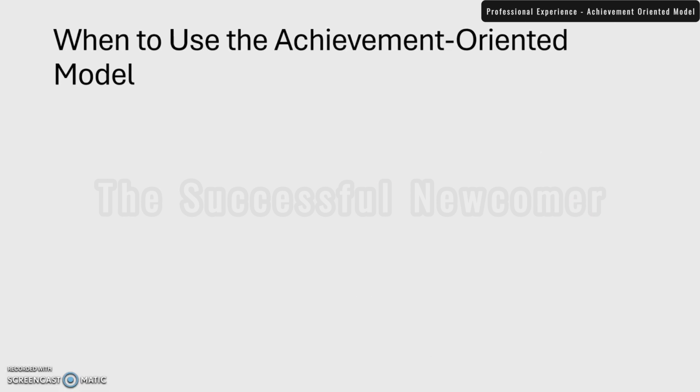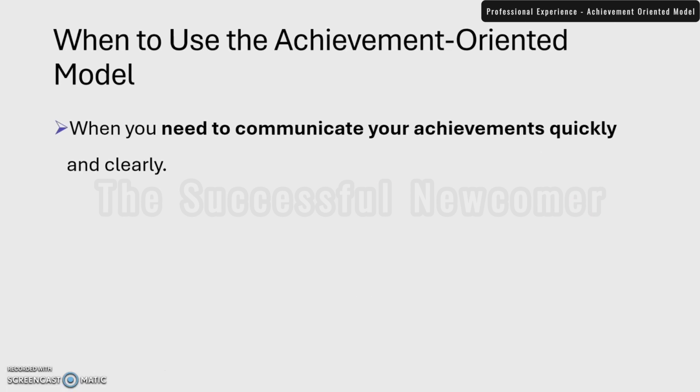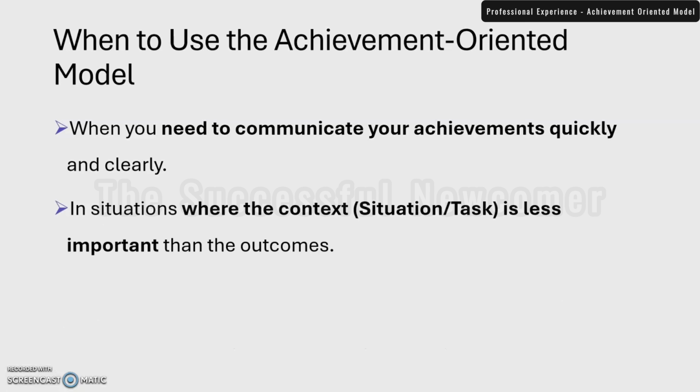And just moving on very quickly to talk about when to use the achievement oriented model. When you need to communicate your achievements quickly and clearly. So I personally have struggled with the STAR model in the cases where there's so much to explain with the situation and the task, and sometimes even the task already kind of provides some insights on the situation. So I feel like it's a repetition and it can make my resume a bit longer. So that's one. If you find yourself in the same situation, maybe that's where it is.